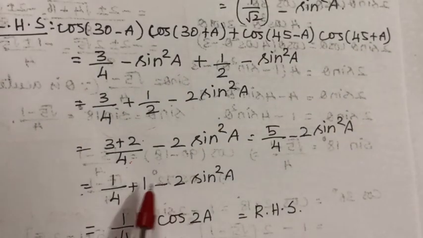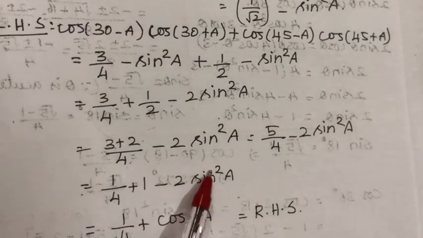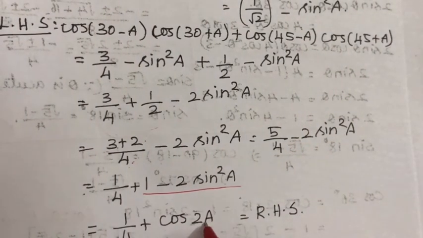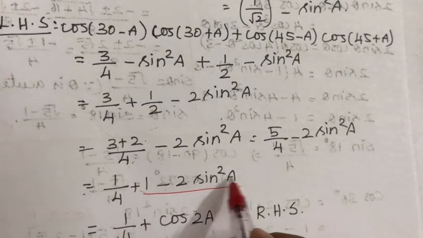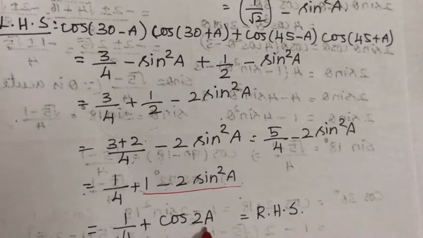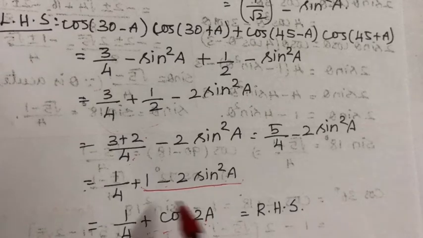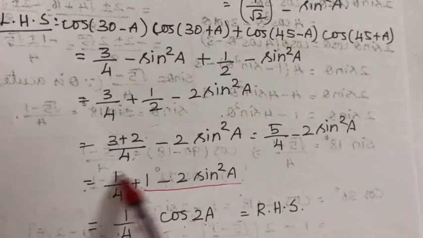So, 1 minus 2 sine square A is equal to cos 2A. So, instead of 1 minus 2 sine square A, I write it as cos 2A. So, it is 1 by 4 plus cos 2A or cos 2A plus 1 by 4, and that is our right hand side. We have to bring cos 2A here. That is why we are regrouping that.